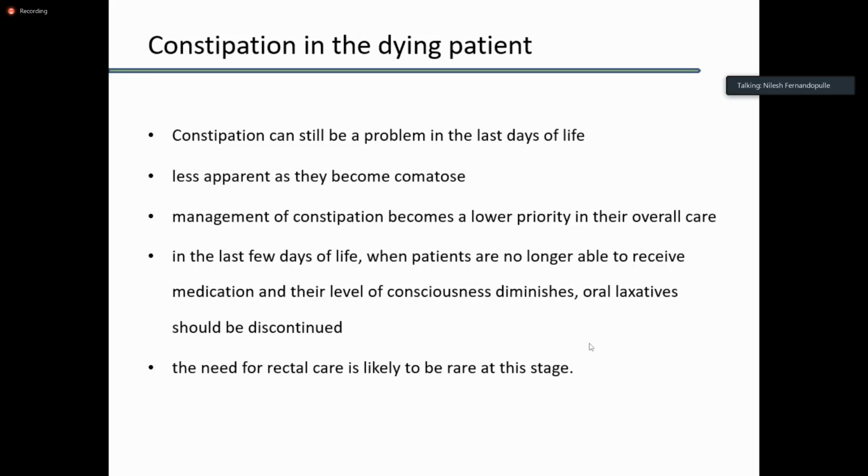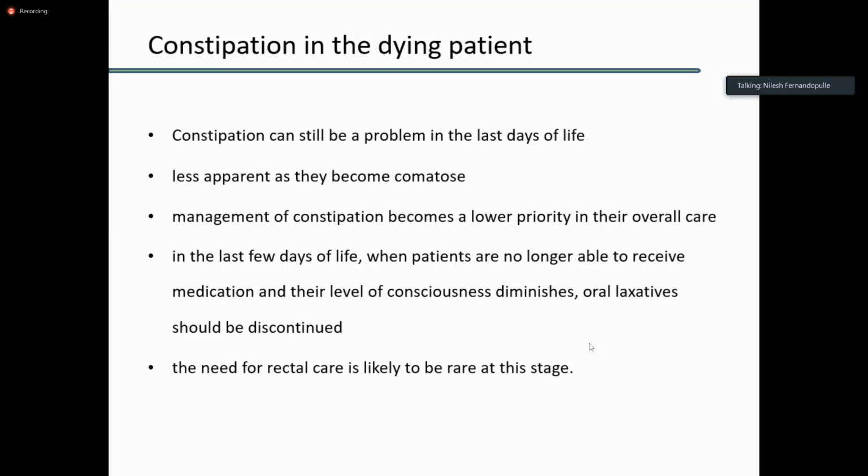Last two slides. In a dying patient, constipation can still be a problem in the last few days of life, though less apparent as they become comatose. Management of constipation becomes a low priority in overall care. In the last few days of life, when the level of consciousness diminishes and patients are no longer able to take medication, oral laxatives should be discontinued. Obviously, try to give oral things less if the patient is unconscious. So the need for rectal care is likely to be rare.